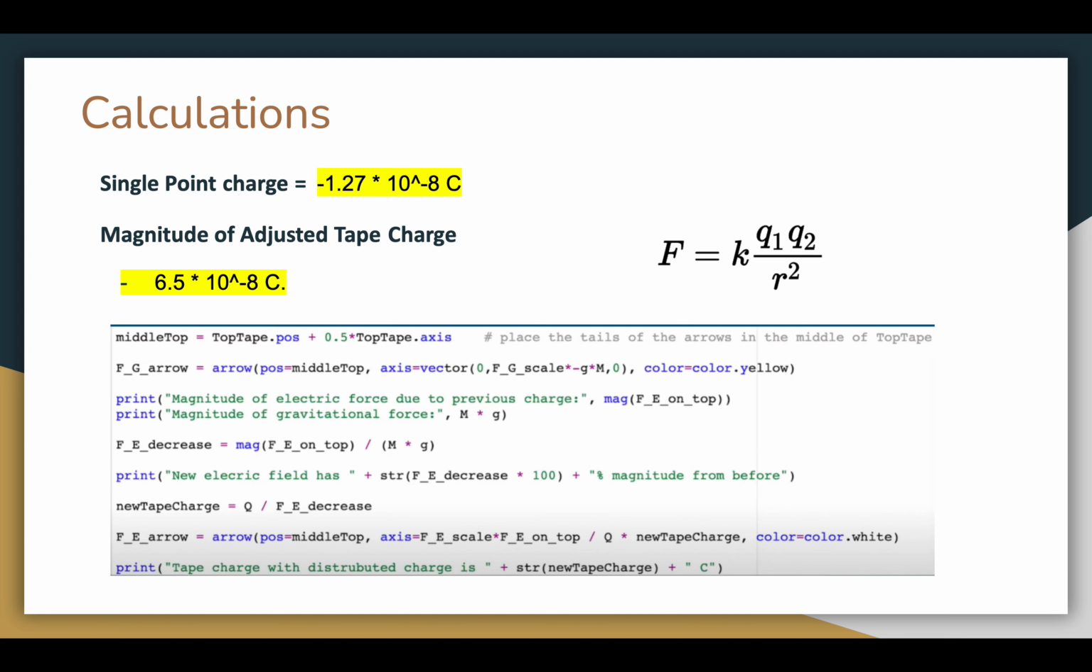We can find the proportion of the current electric force magnitude to gravity, which is 18% in this case. Since Coulomb's law has a positive linear relationship between charge and force, we can get the tape's charge by dividing by this proportion. This is how we get the approximated adjusted tape charge of negative 6.5 times 10 to the negative 8th coulombs. The magnitude is the positive of that number.